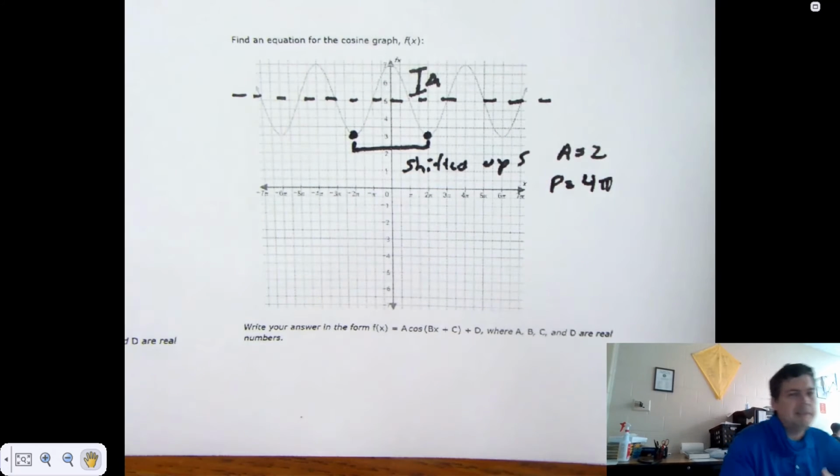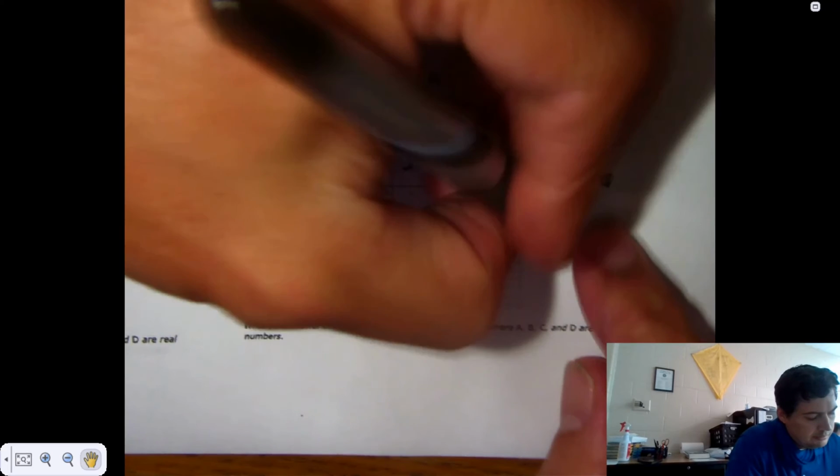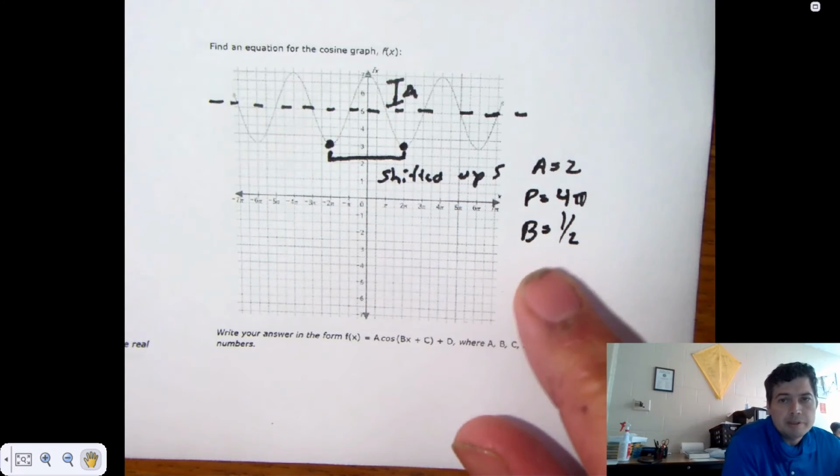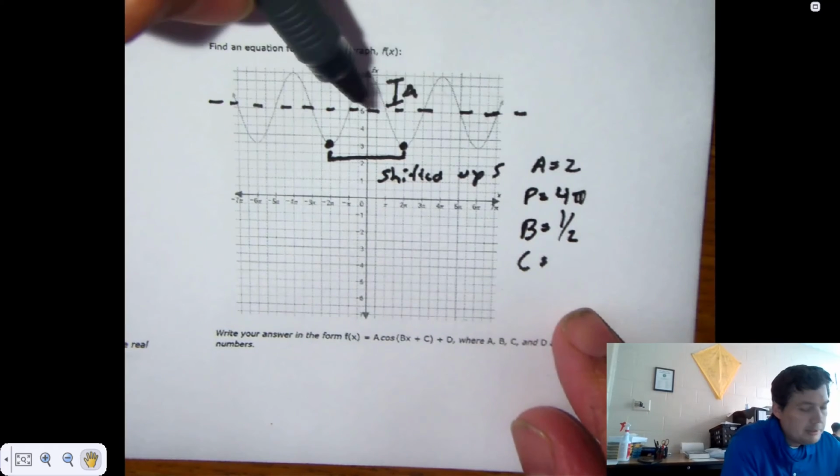Now by this point in our life, we already know what value of b creates that. That makes b a half. If it doesn't, you need to sit down and work out the formulas a couple times till you get it. That makes b a half. I don't see a phase shift. I don't see that it's been scooted left or right.